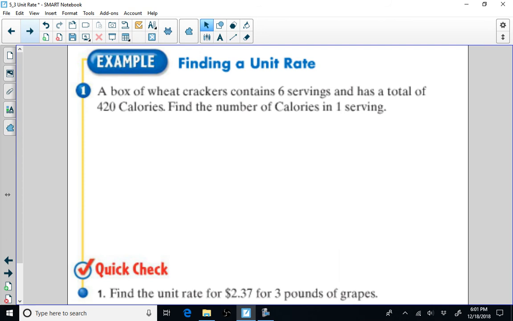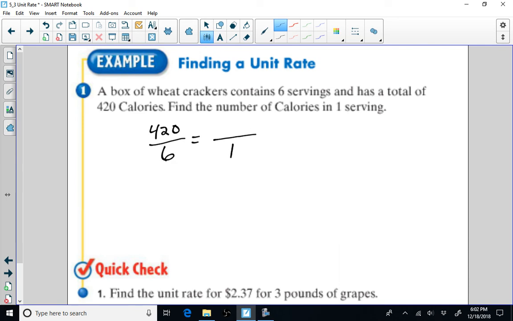Our first example, a box of wheat crackers contains 6 servings and has a total of 420 calories. Find the calories in 1 serving. All right, we want to find the unit rate because for the calories in 1 serving, the denominator will be a 1. So I first take the ratio that I'm given, 420 calories in 6 servings. We want to make an equivalent ratio using a denominator of 1. That will be our unit rate. To make an equivalent ratio, we'd have to divide 6 by 6 to get 1. So the numerator would also have to be divided by 6 in order for the ratios to be equivalent.